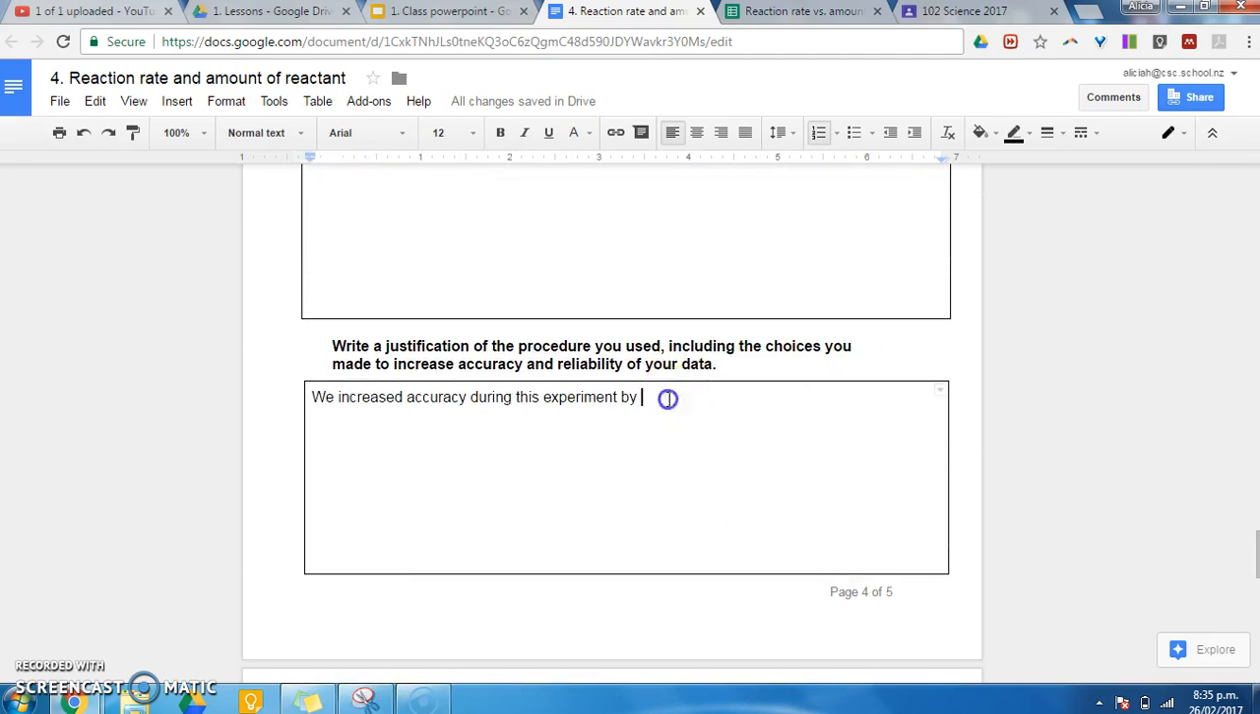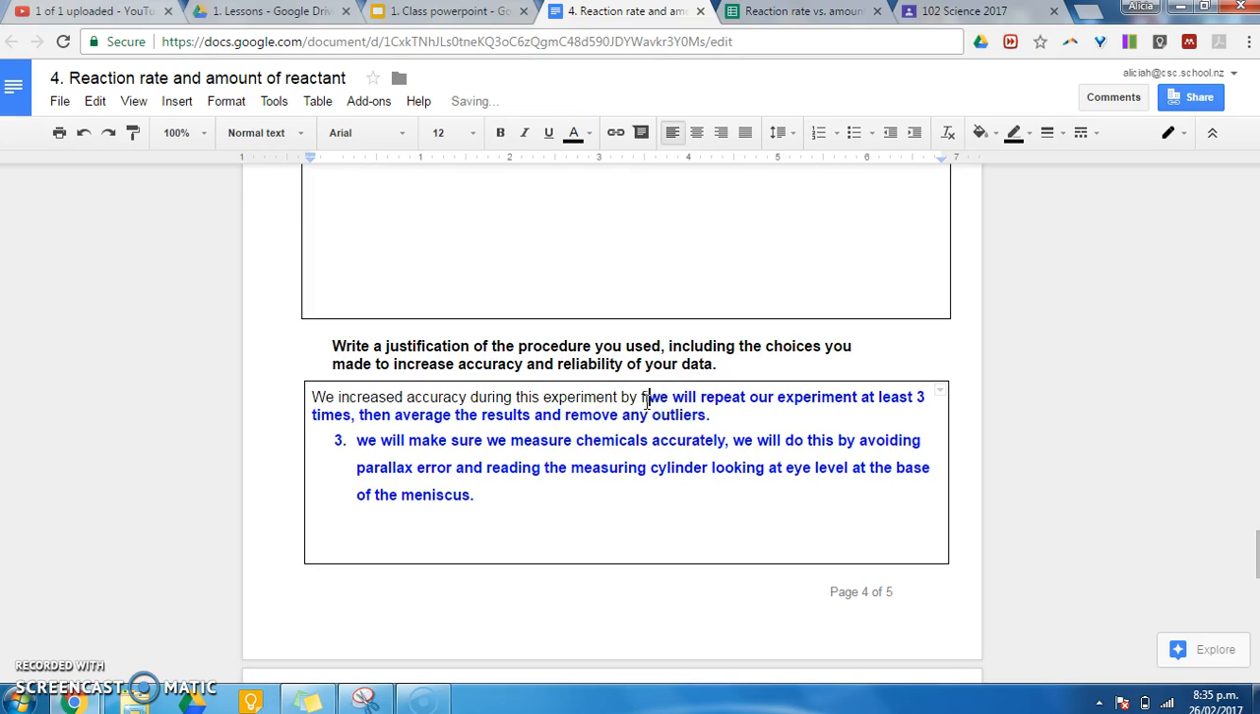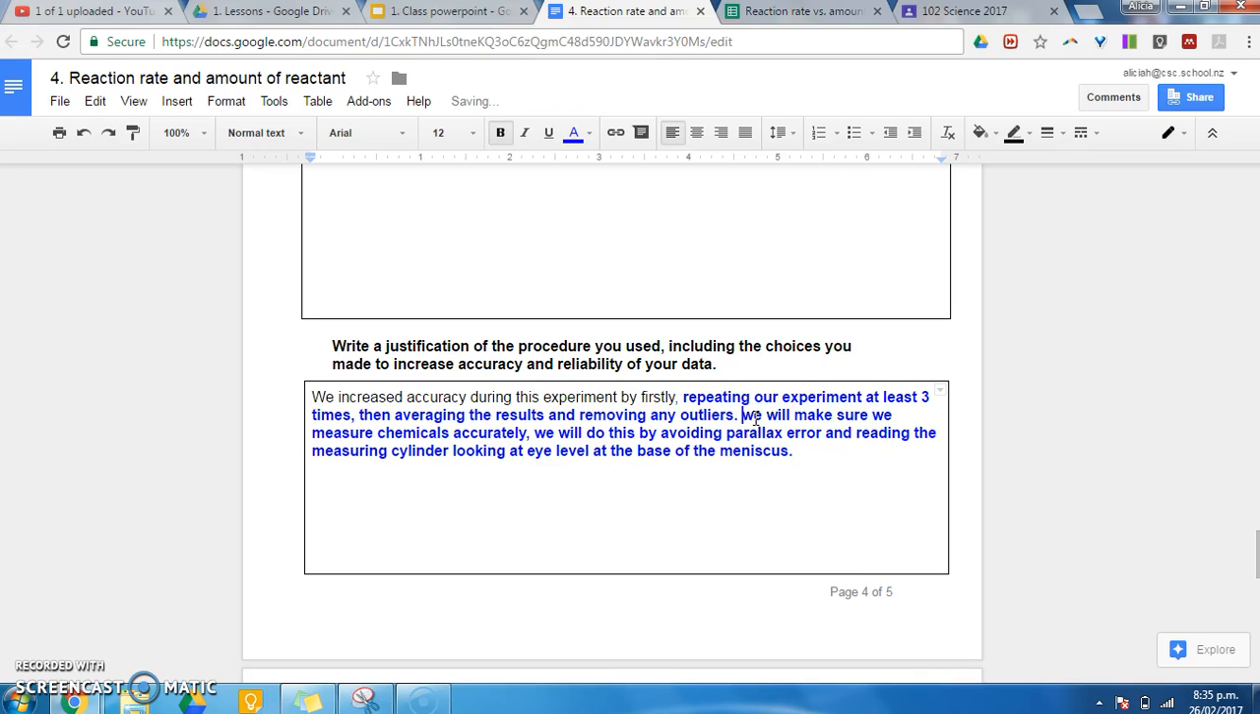And we'll stick it in this box by, firstly, repeating our experiment at least 3 times, then averaging the results and removing any outliers. We also made sure we measured chemicals accurately, avoiding parallax error by reading the measuring cylinder, looking at eye level at the base of the meniscus.